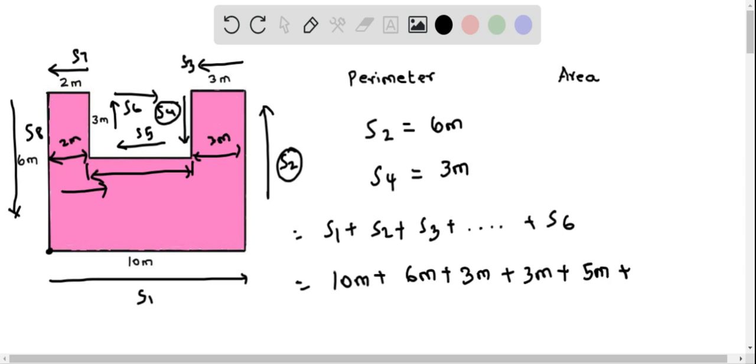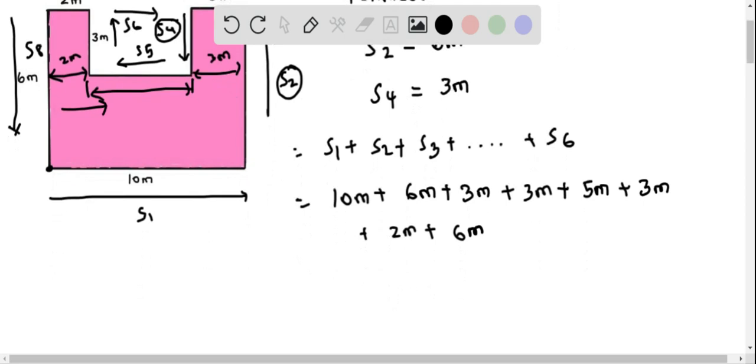I'm adding up here. And then add S6, which is 3 meter. And then S7 is 2 meter. And S8 is 6 meter. So let's add up all these side lengths. We have 10 plus 6 is 16. 16 plus 3 is 19. 19 plus 3 is 22. 22 plus 5 is 27. 27 plus 3 is 30. 30 plus 2 is 32. And 32 plus 6 is 38. So we get 38 meter. And this is the perimeter of this shape.